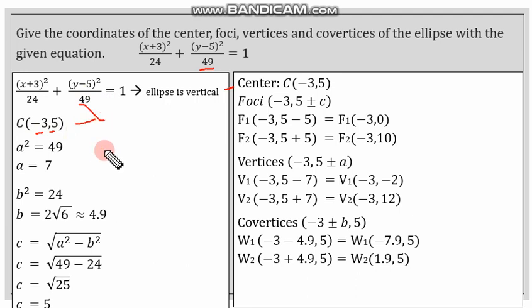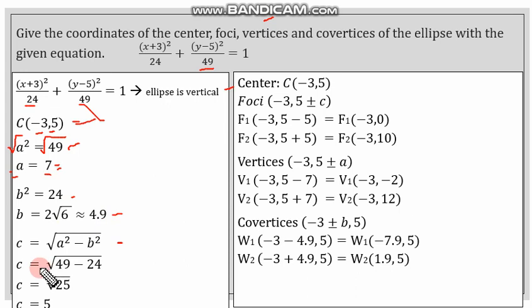Our a squared is equal to 49, so we will extract the square root of both sides. The square root of a squared is a, and the square root of 49 is 7. So we have a and we have the center, so we can determine the value of our vertices. Next is the b squared. B squared is 24, so b is equal to 2 square root of 6, that's approximately 4.9.